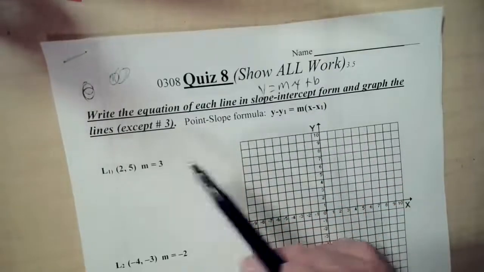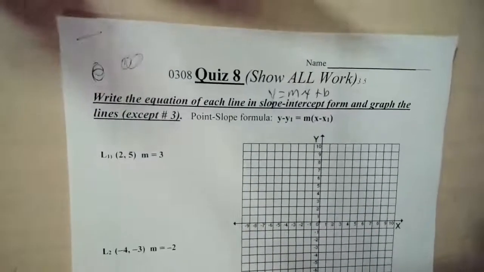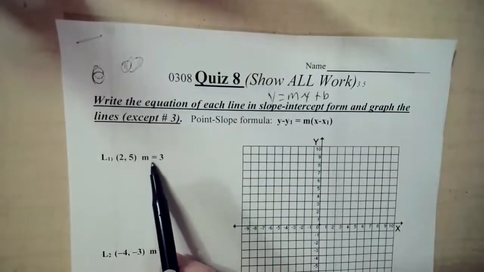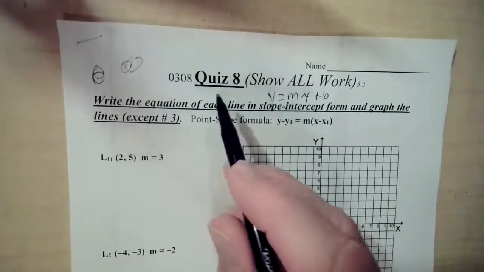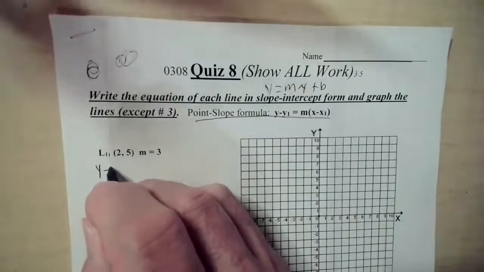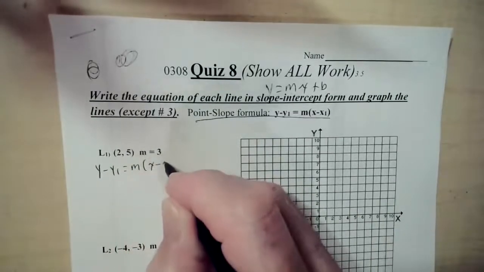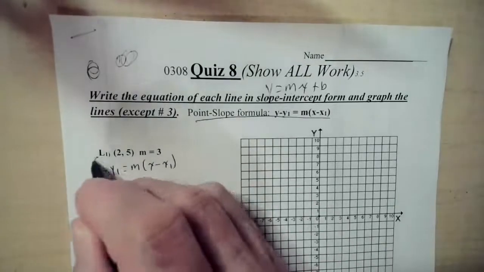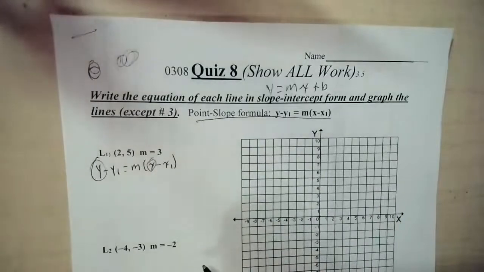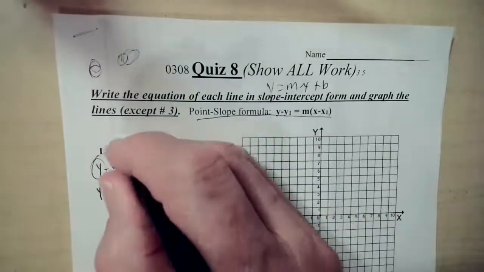Now, what are you given here? You're given a point and the slope. So what formula are we going to use? Oddly enough, we're going to use point slope. So y minus y1 equals m open x minus x1. Now this y and this x stay. X and y, they don't change.